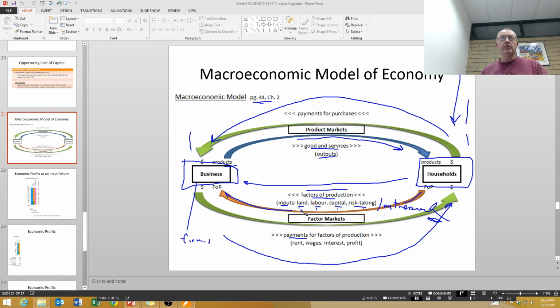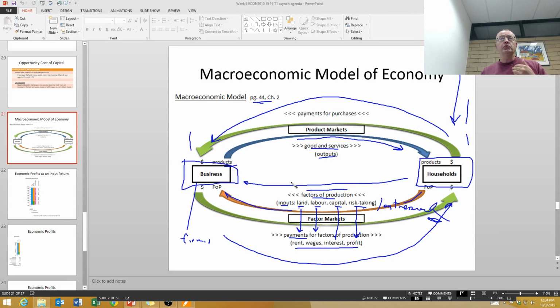So the return for the use of land is known as rent. The return for the use of labor is known as wages. The return for the use of capital is known as interest. And the return for the input of risk-taking or entrepreneurialism is called profit. These are technical classical economic terms, and we'll come back to them in macro.